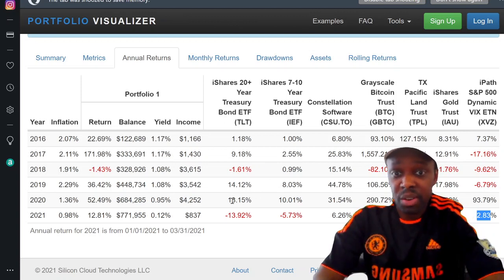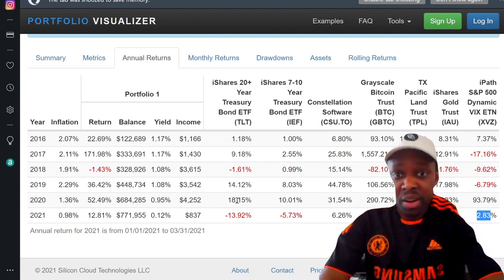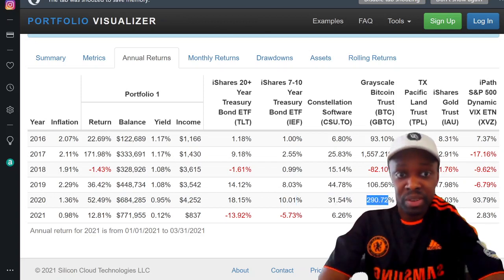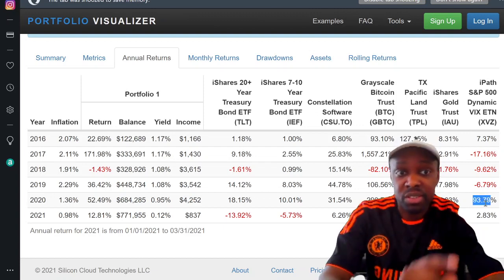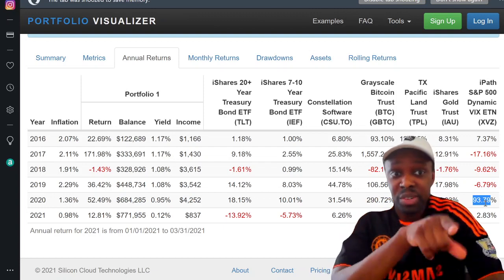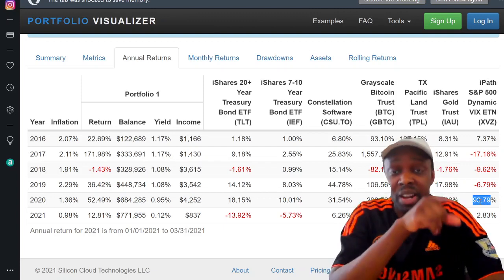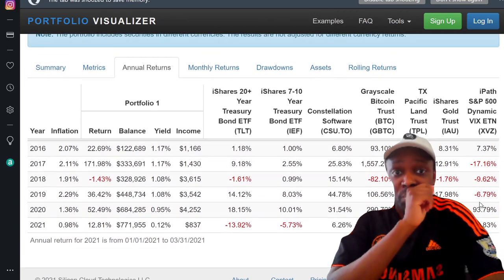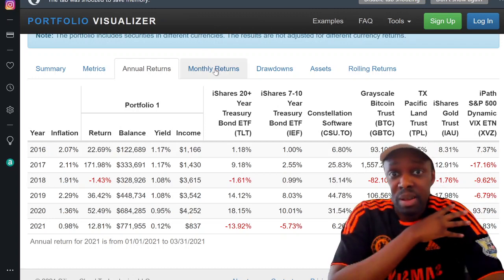Now in 2020, COVID, right? What happened in 2020? Bonds returned 18%, then 10%. Constellation did 31%, Bitcoin tripled. That's not typical though, because it's not going to do that forever. Texas Pacific Land Trust, not doing well. Gold was up. Volatility, so you made a lot of money. That 5% position in volatility made 100%. So I'm fine with this.